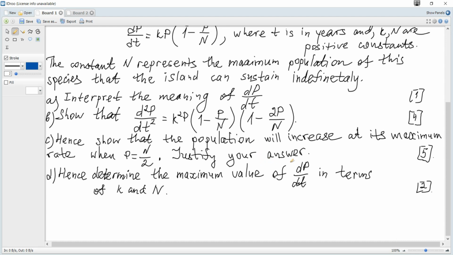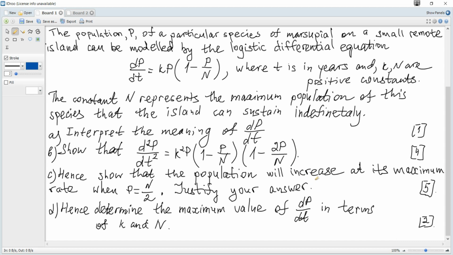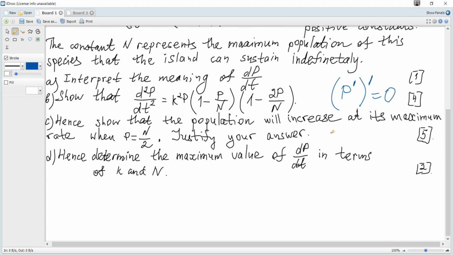Hence this shows that the population will increase at its maximum rate when P is N over 2. Justify your answer. Notice that the function to be optimized is the rate of change of population, the derivative of P. How do we find the maximum or minimum of any function? We should find stationary points: equate the derivative of the function to zero, solve it, find some points, and then check whether a given point is a maximum or minimum. Hence, for this problem, the second derivative is equal to zero to find stationary points.